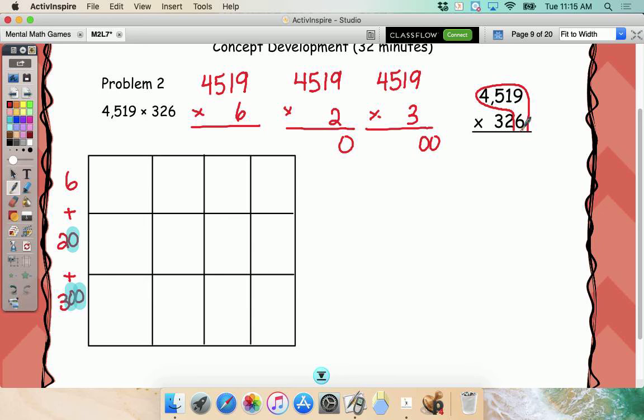54. Good. So I'm going to regroup the 5 and write the 4. Did you notice I don't ever regroup above the 1s column? Yes. Kinsey, how about 1 times 6 plus 5? 11. So I'm going to regroup one of the 1s, write the other one.